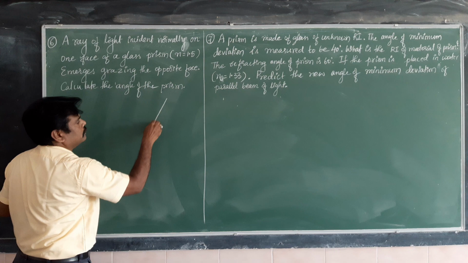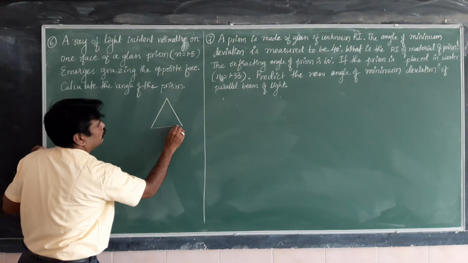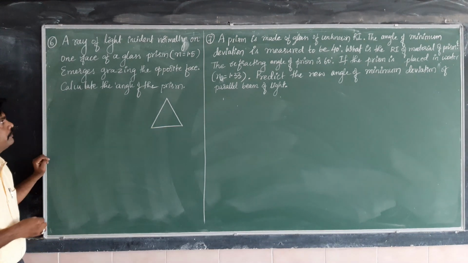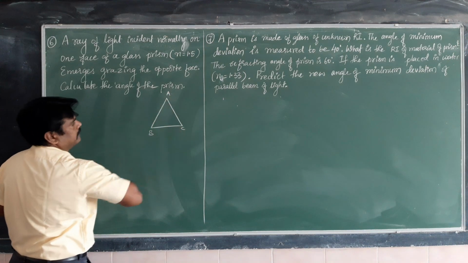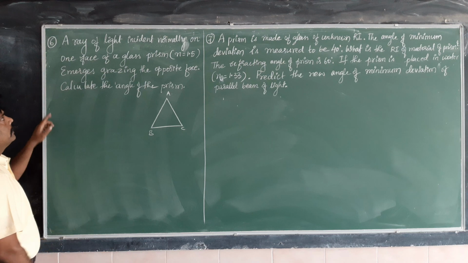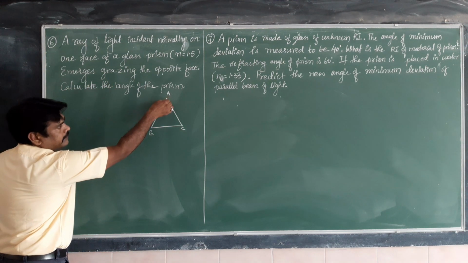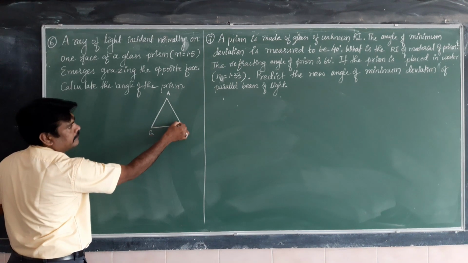First of all, I want to draw the ray diagram to understand what is given in the problem. This is the principal cross section of the prism. A is the angle of the prism. BC is the base of the prism. According to the given problem, a ray of light is incident normally on one face. This is the first refracting face. Let us consider this the second refracting face.